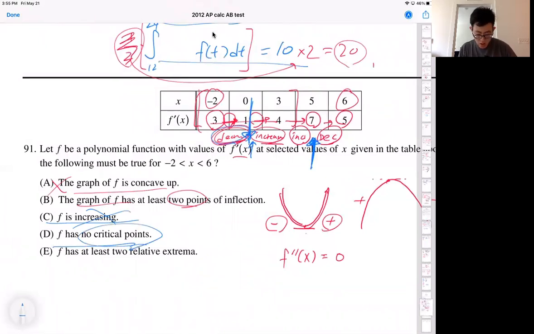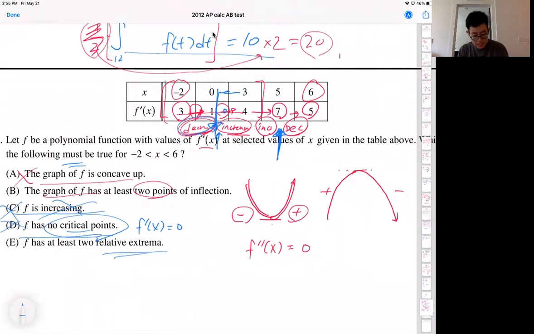That's this one here. We are trying to find out which of the following must be true. Who knows? There could be a point where it will reach 0. Critical points, remember, is when f prime of x is equal to 0, even though it's not listed. I don't know, maybe somewhere between these two x values, there could be a 0. You never know. F has at least 2 relative extrema. Now, for this one, it says at least 2 relative extrema. Extrema means either max or min values.